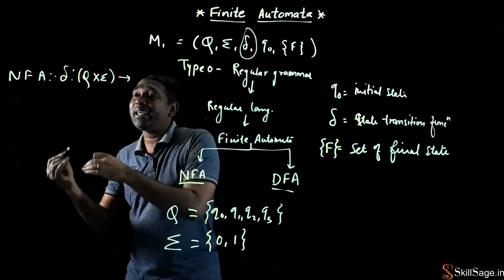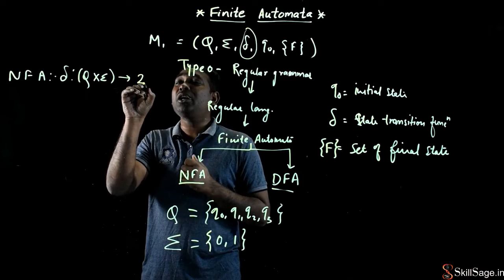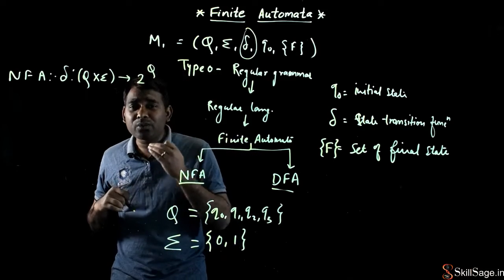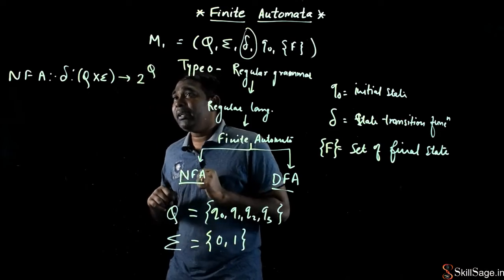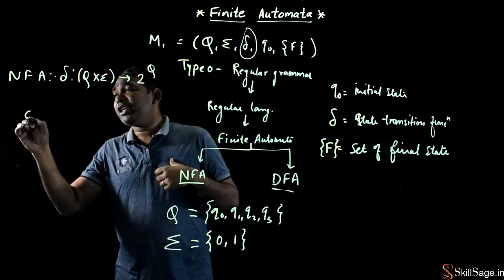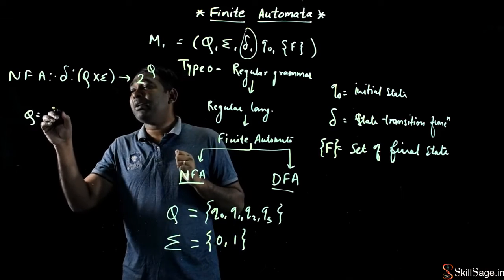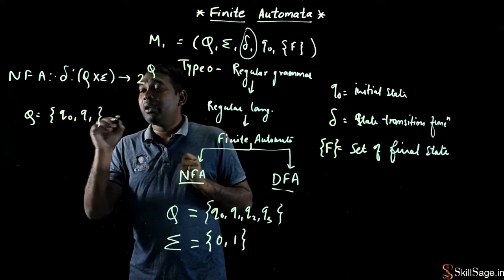But as it is an NFA delta function, my next state is not only Q, it is 2 raised to Q. What is 2 raised to Q? 2 raised to Q is the power set of states. What does it indicate? Suppose I have a Q, which is a finite set of states. If Q consists of two states only, Q0 and Q1, right?